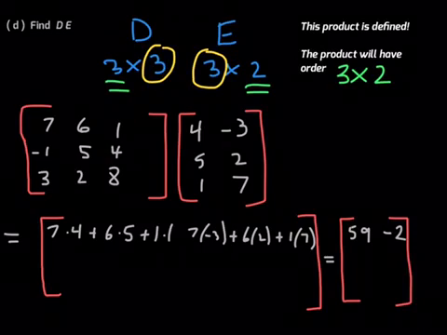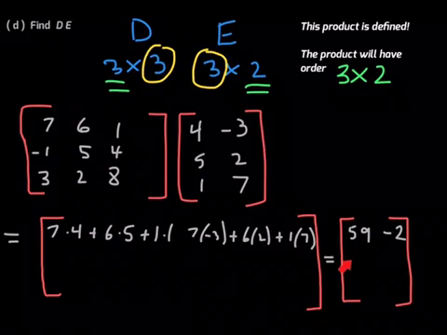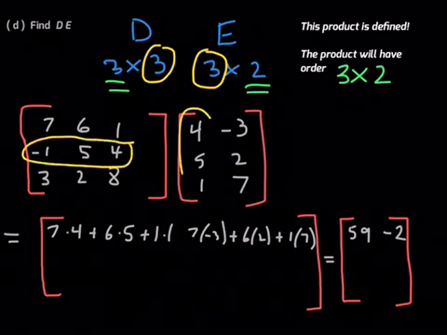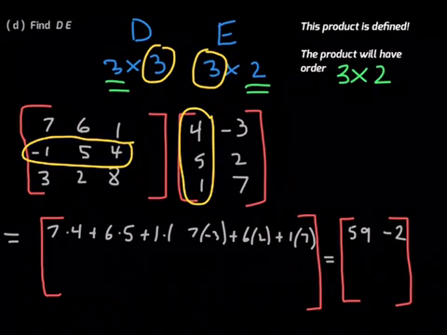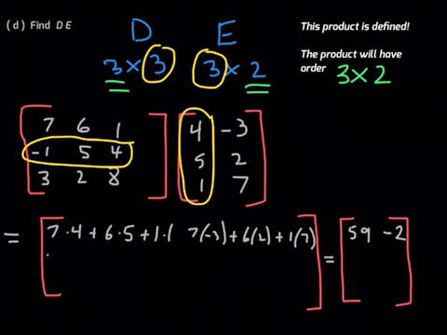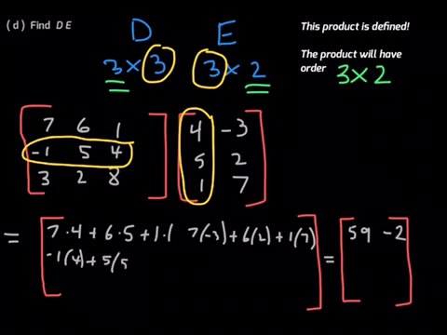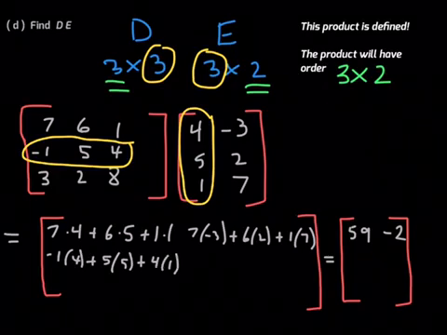Okay, guys, let's go for the second row, first column entry. I'm going to highlight that for you. I hope that's helping. All right, let's go for the product. Here we go. Negative 1 times 4. I'm going to start using parentheses here. Plus 5 times 5. Plus 4 times 1.